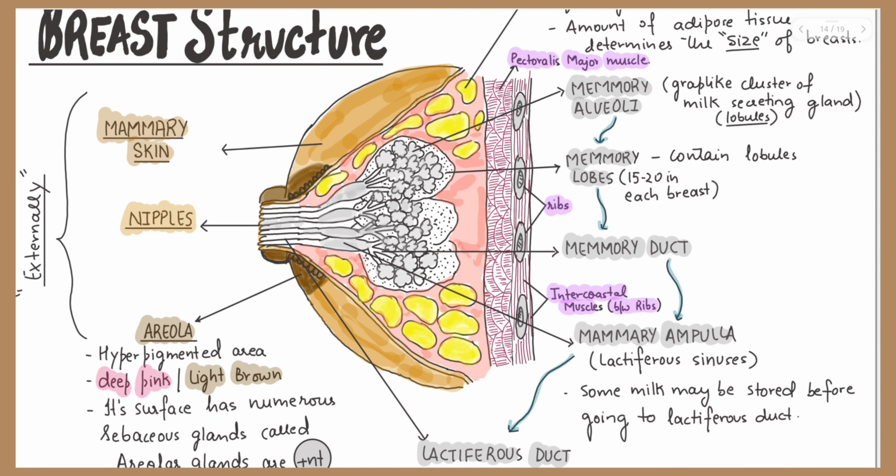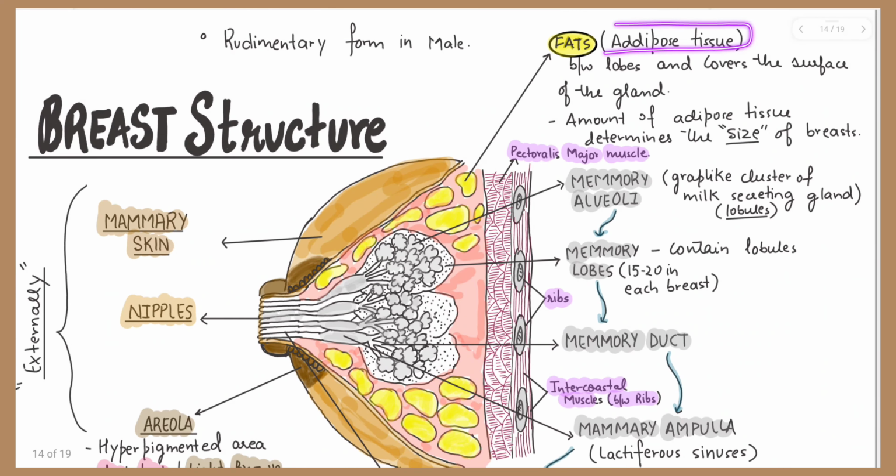In it, over the pectoralis major muscle we can observe these yellow tissues which are present in abundance, and these are actually fat cells, that is, adipose tissues. They are present in between the lobes. These are the mammary lobes, and in between these lobes so much adipose tissue is present, and it covers the surface of the gland. So all the glands inside the breast are covered all over by fat, or adipose tissue.